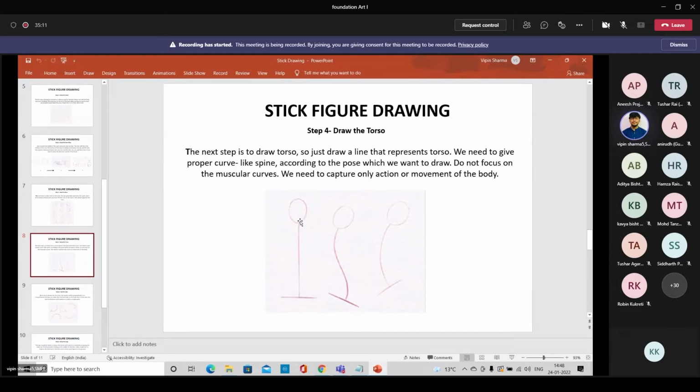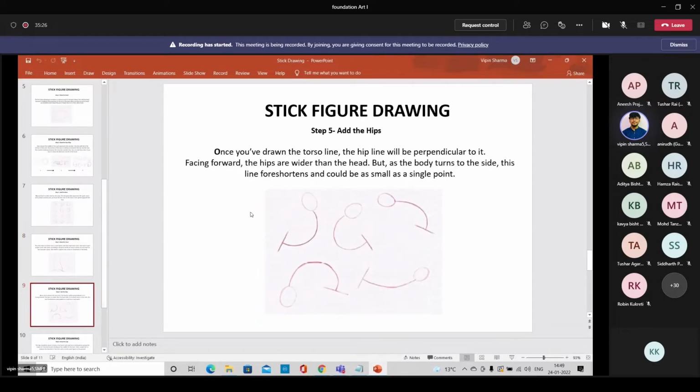So we need to measure the size according to the head कि हमारी बॉडी में यहाँ चार हेड अगर आ रहे हैं तो ये ठीक है, चार से ज्यादा आ रहे हैं so it means हमने कहीं ना कहीं हेड को छोटा बनाया. So we need to increase the size of the head, so our proportion should be perfect.